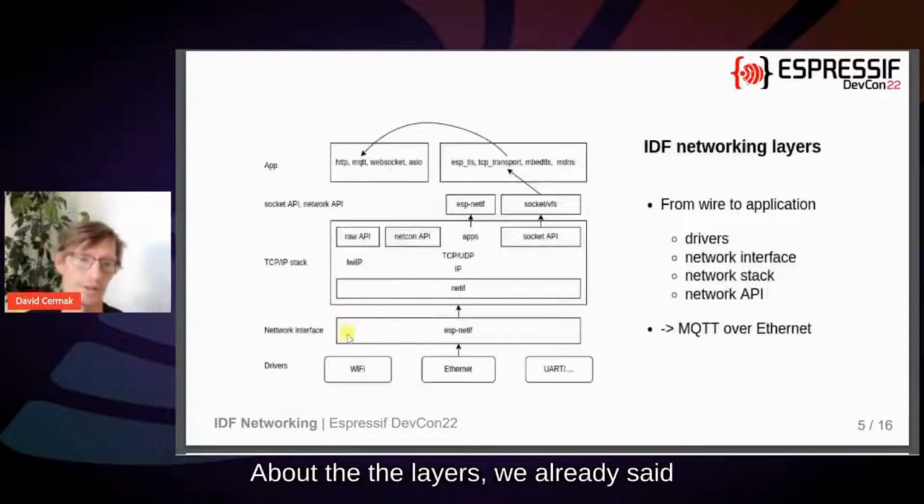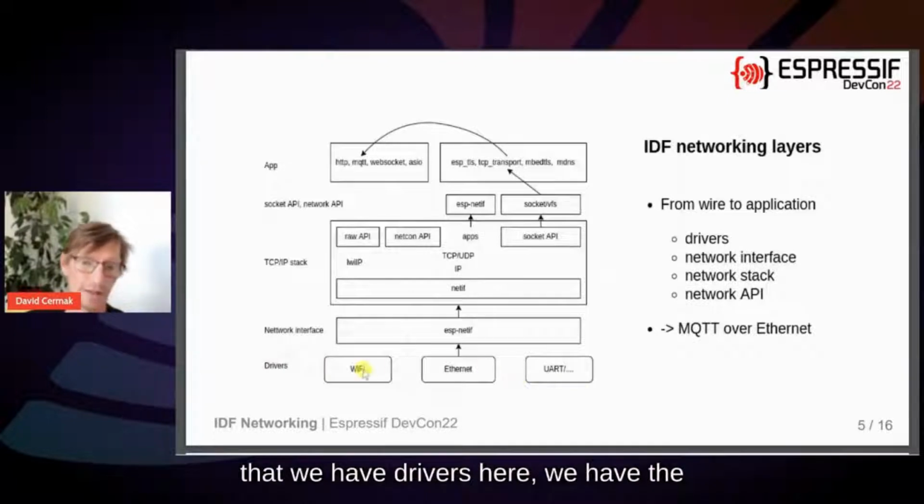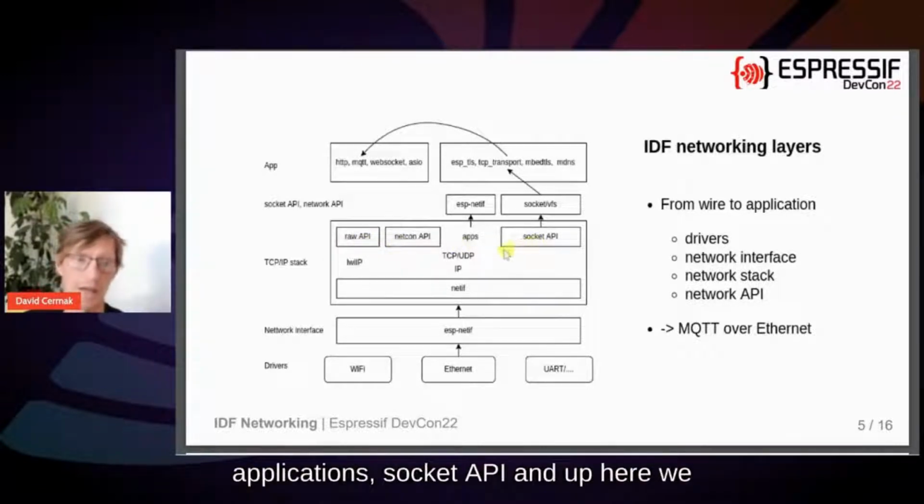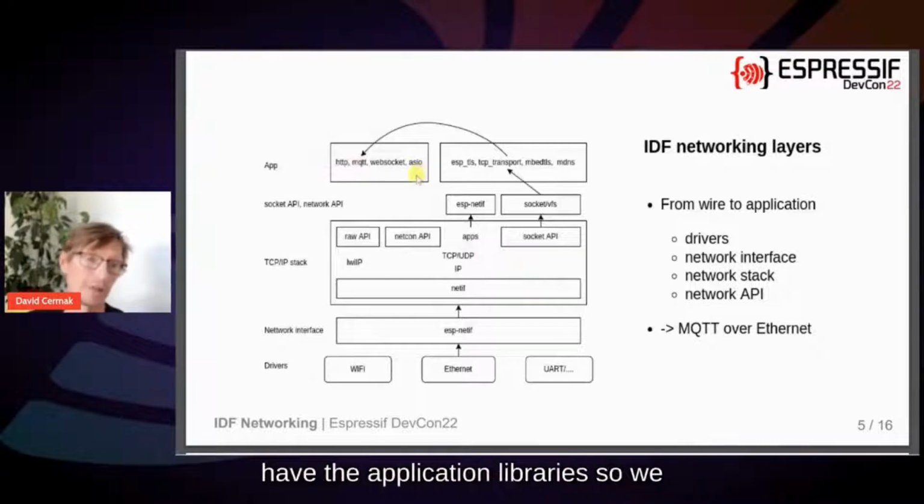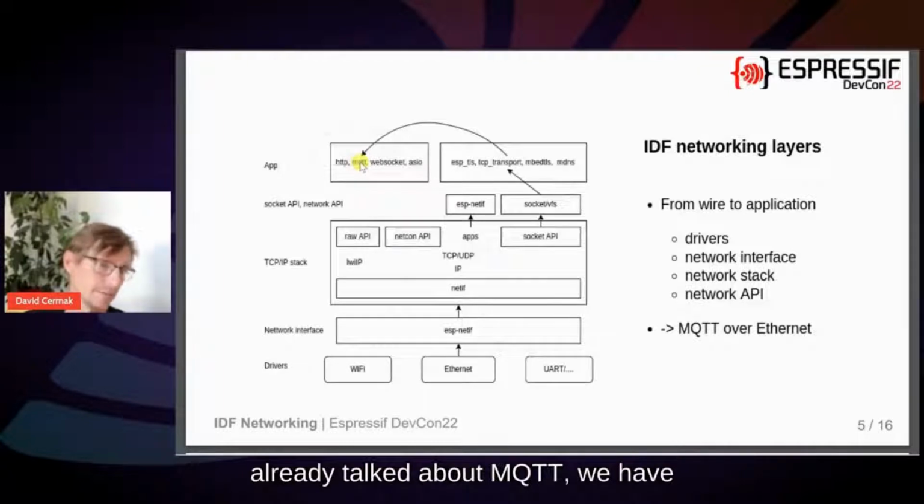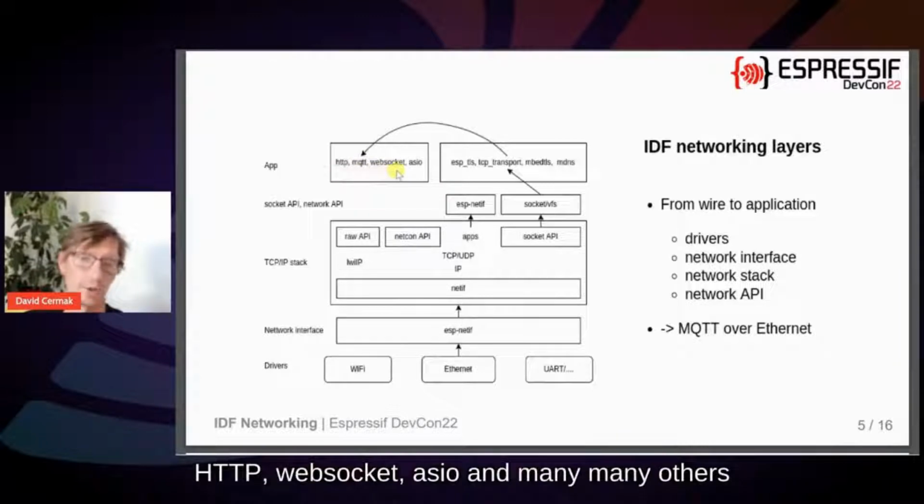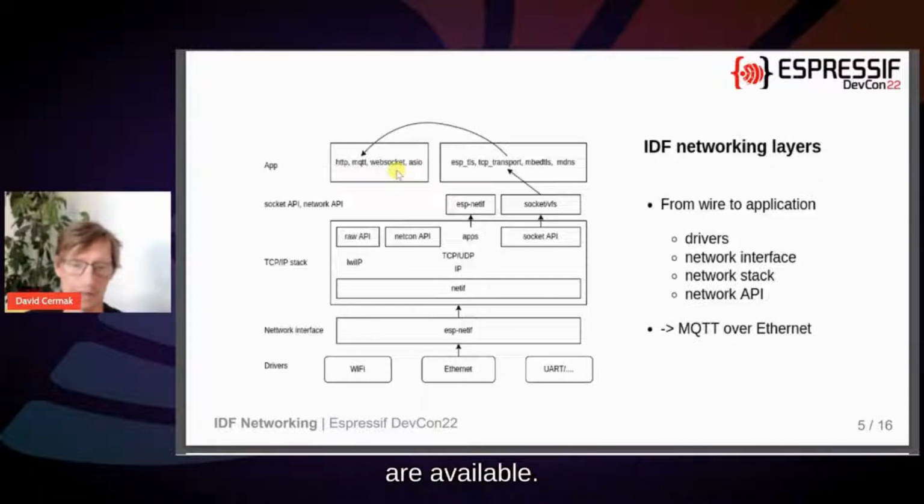About the layers, we already said that we have drivers here. We have the TCP/IP stack here, which in itself has some modules like network interface, raw API, some applications, socket API, and up here we have the application libraries. So we already talked about MQTT. We have others, HTTP, WebSocket, ASIO, and many others are available.